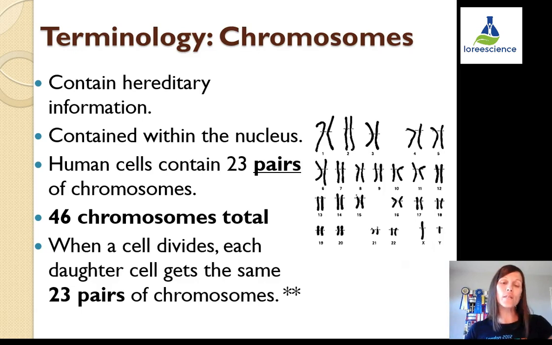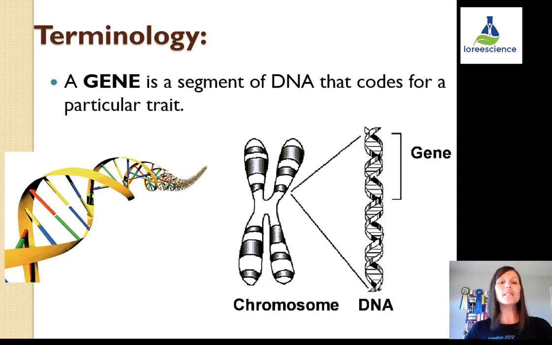So if we had an organism, for example, that had 22 pairs of chromosomes, its daughter cells would have 22 pairs as well. So no matter how many pairs of chromosomes there are, the daughter cells will have that same number of pairs of chromosomes. Another term that sometimes comes up is a gene. So if we take that chromosome and expand it back out again into the DNA, a gene is a segment of that DNA that codes for a particular trait. So if you have blue eyes or brown eyes, it is a gene that codes for that information.